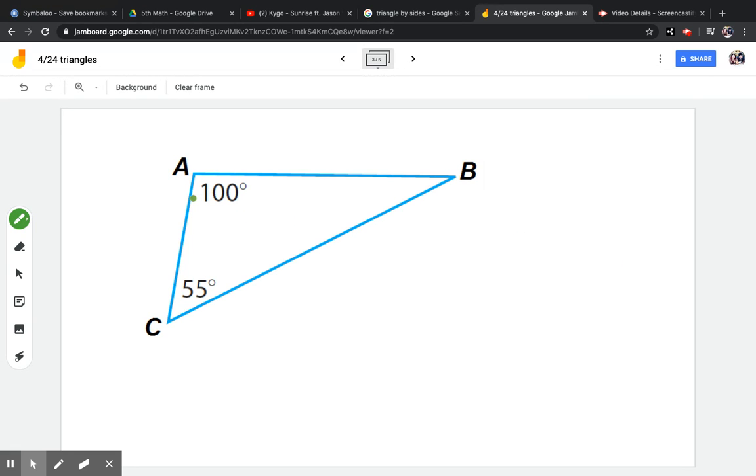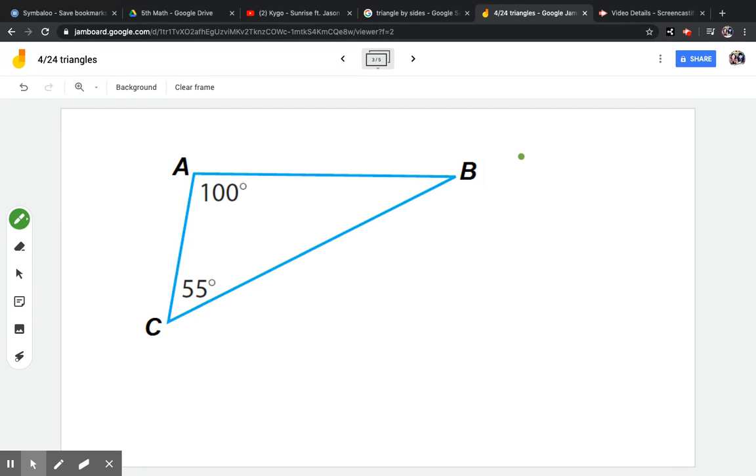This is an obtuse triangle. It is also scalene because all the sides are different. But we're going to focus on the inside. We want to focus on the angles. And this angle is 100 degrees, which means it is larger than 90, which means that it is obtuse. This angle is 55, which means it's acute. So what is B? We don't know.